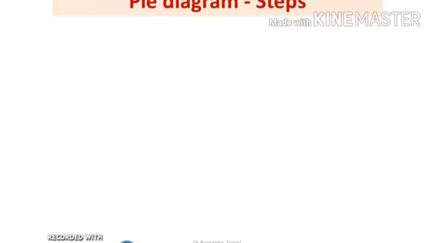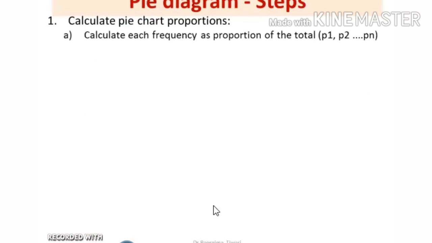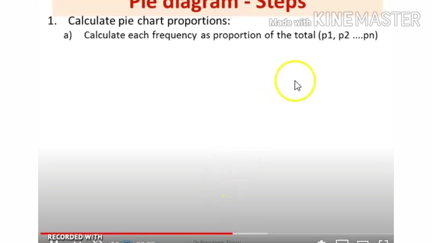Steps to calculate the pie diagram. So those are the steps that we are going to see here. The first step is to calculate the pie chart proportions. So how will you calculate? Calculate each frequency as a proportion of the total.